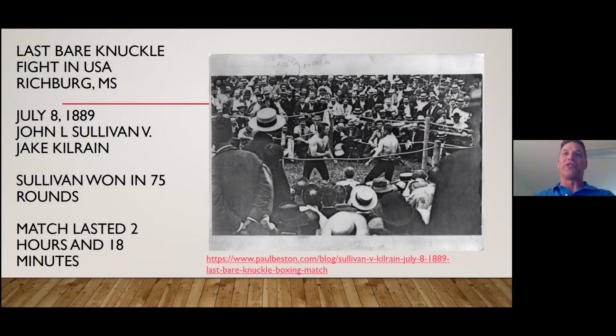Jake Kilrain starts to realize that he's overmatched. And so in several of the rounds, he takes dives. He barely gets hit and he falls in the round to give himself a little bit of time to rest before he has to go into the next round. But eventually Sullivan wears him down, and it doesn't take much. They're both barely standing up at the end because it's 100 degrees, they've got significant amounts of alcohol in their system, and they've been hitting each other and throwing each other to the ground.